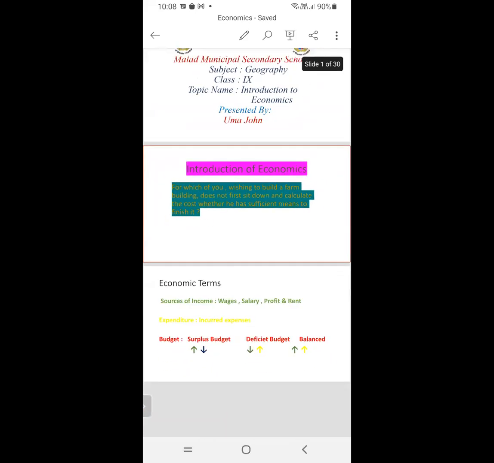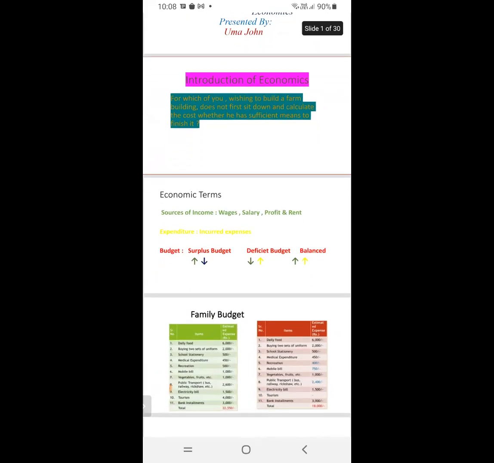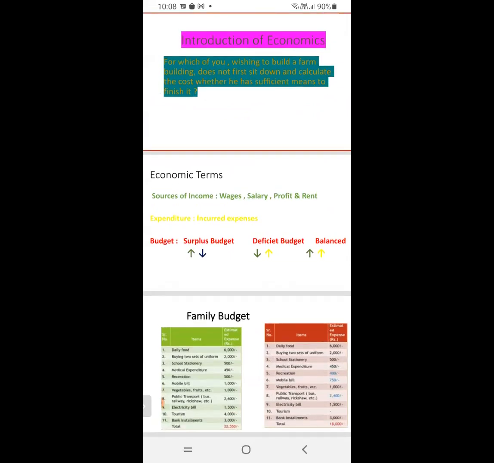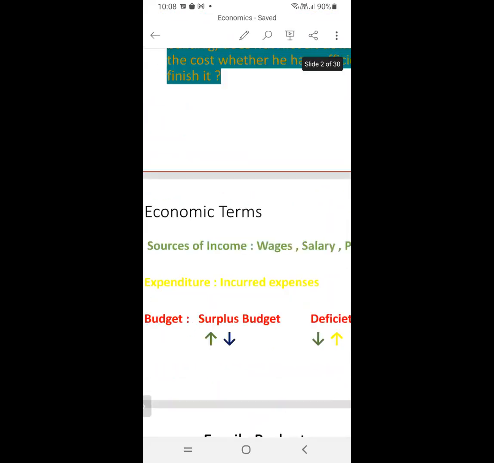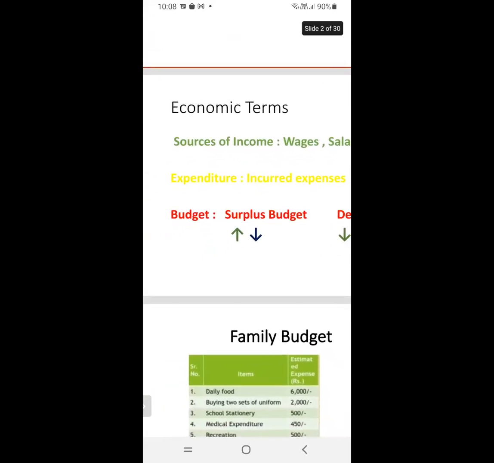Economics means, from that flash idea that comes to our mind, first is money. Here I want to give you some economics terms, which we already finished. Sources of income, income is one more term, and expenditure is one more term. Sources of income means we can get income from various sources like wages, salary, profit, rent. Expenditure means the expense we incur, that means we can buy something and spend the money in a knowledgeable way. That is expenditure. So, budget.